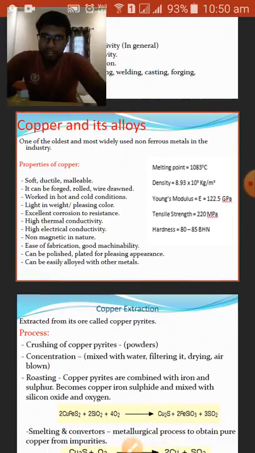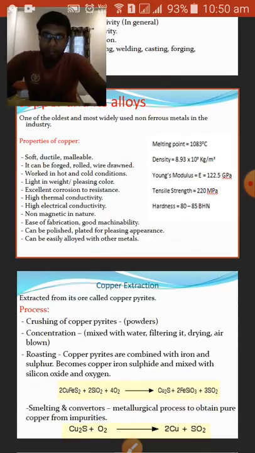Next, it can be worked in hot and cold conditions. It is light in weight, it has a pleasing color, and it is non-magnetic in nature. That is, it doesn't attract magnetic materials. It has high electrical conductivity. That is, it passes electricity very easily because it has free electrons, whereas the metals which do not conduct don't have free electrons. Next, it has high thermal conductivity.